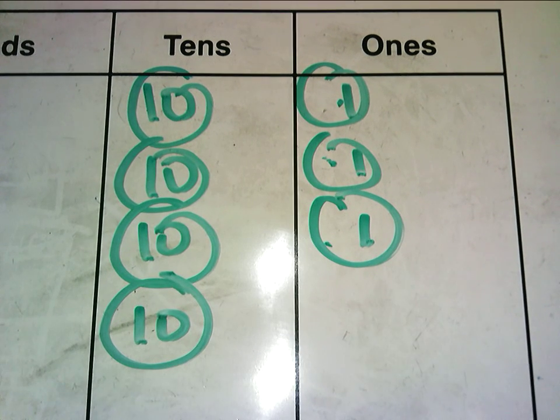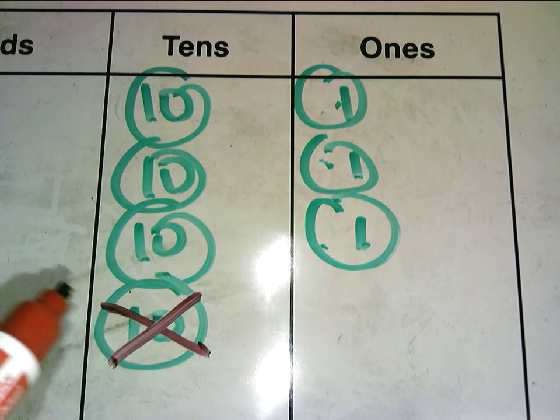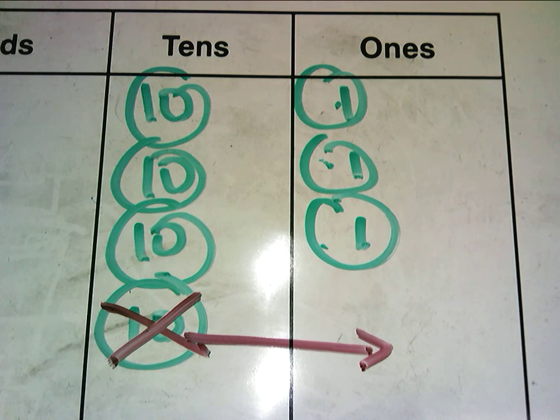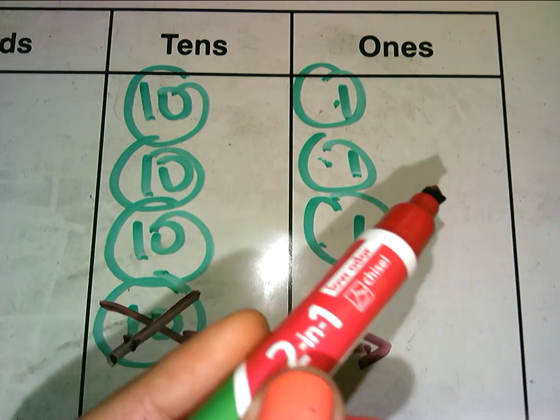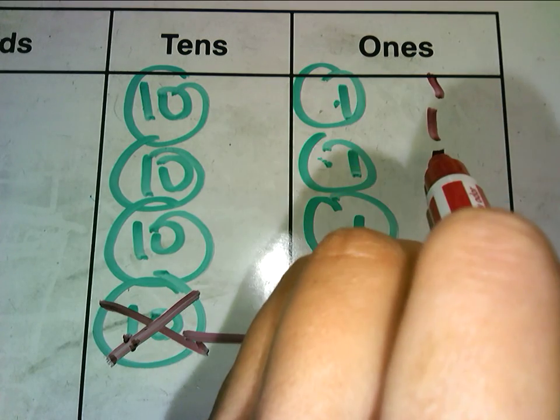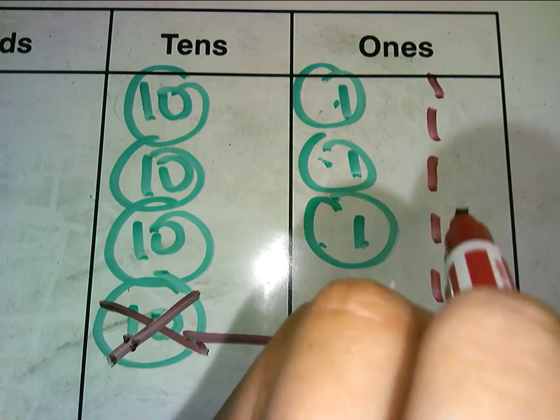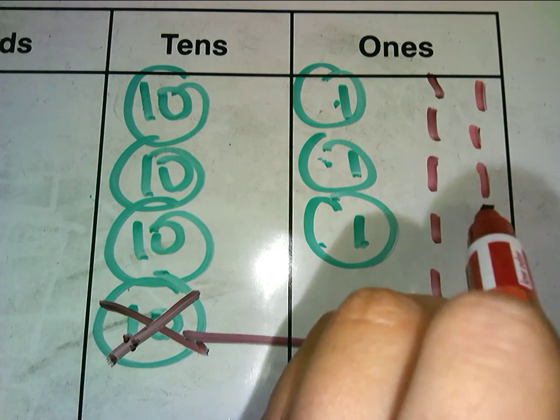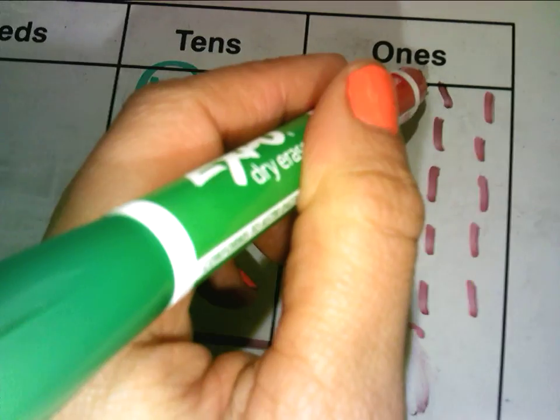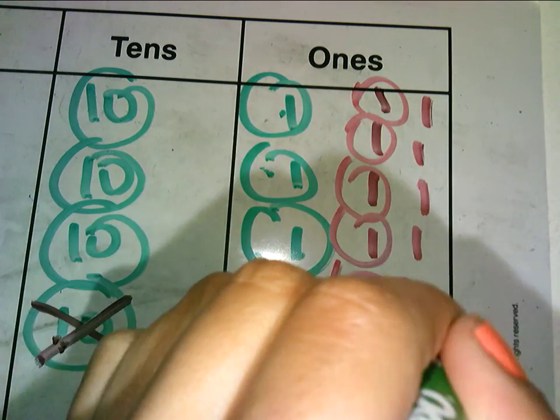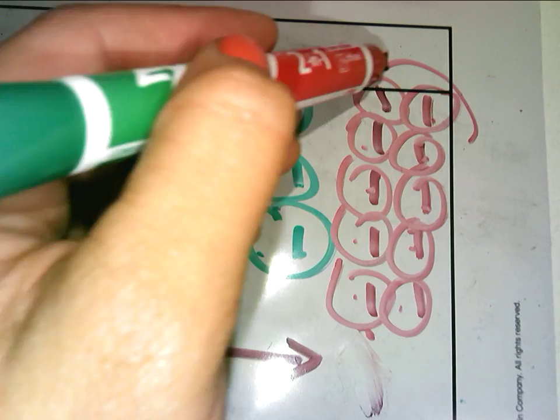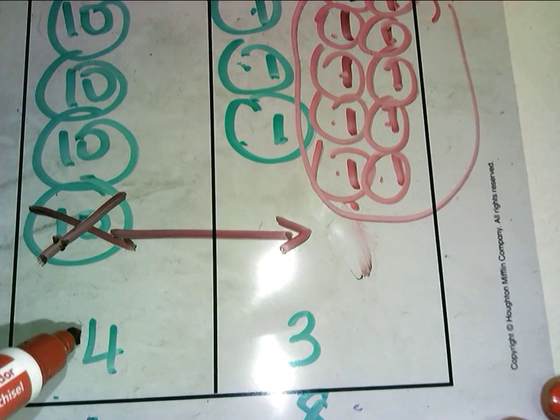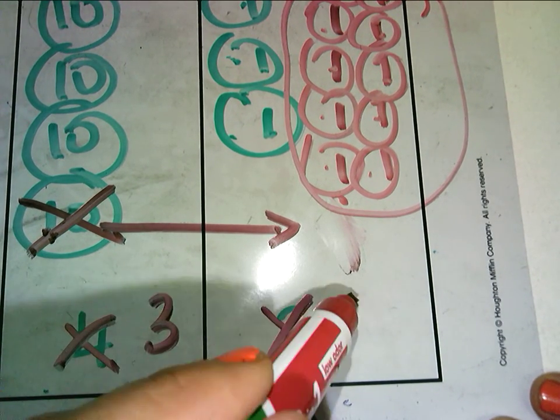So what I'm going to do again is I'm going to decompose. I'm going to cross off a group of 10, and I'm going to put it in the ones place. So you regroup for 10 ones. 1, 2, 3, 4, 5, 6, 7, 8, 9, 10. So let's circle it. So now this changes to a 3, and this changes to 13.